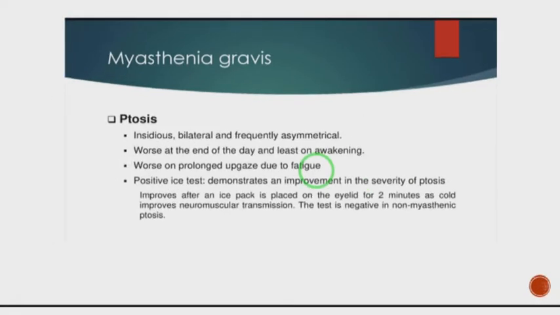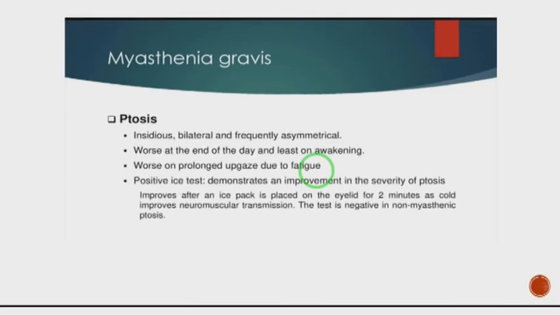The ptosis may be of insidious onset, bilateral, frequently asymmetrical. As mentioned, it's worse at the end of the day and least in the morning, and worse on prolonged upgaze due to fatigue. If you want to ensure that the patient's ptosis is due to myasthenia gravis, we do a simple test in our clinic, which is the ice pack test.